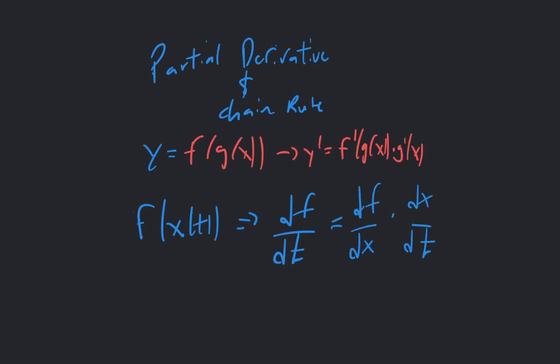In single variable calculus, we have the chain rule right here. If y is a function f of g of x, then when you take the derivative, we have y prime is equal to f prime of g of x times g prime of x. So we take the derivative of the entire outside function, and then we multiply that by the derivative of the inside function, something like that.